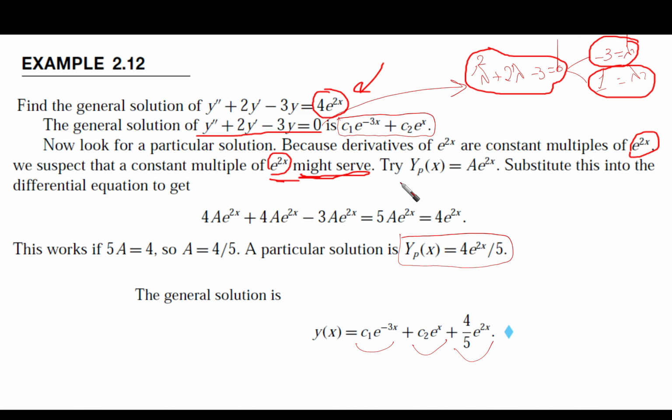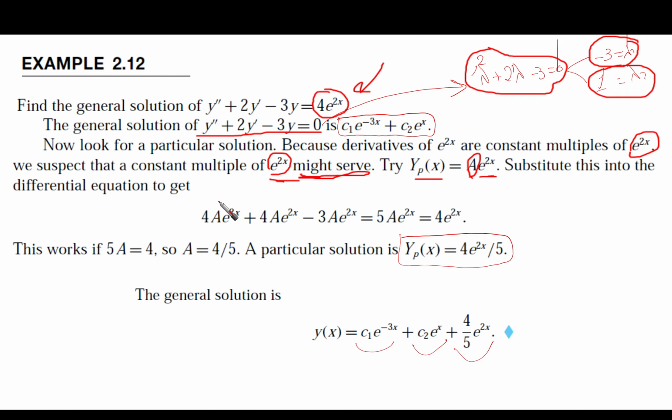Then let's try yp, the particular solution, to be a constant a times e to 2x, which is the same function as f of x. And then let's substitute this into the differential equation. Then we know that yp prime is going to be 2a e to 2x, and y double prime is going to be 4a e to 2x.